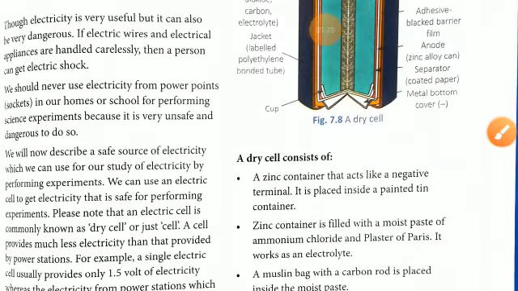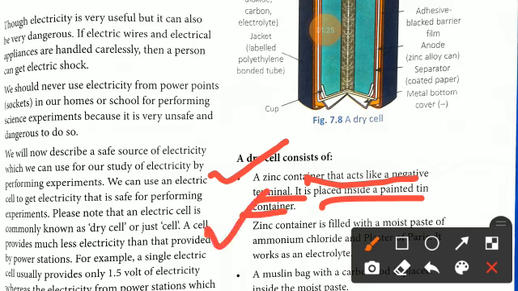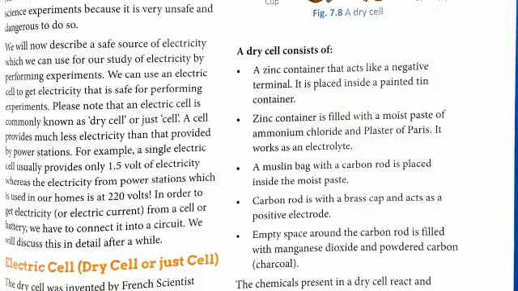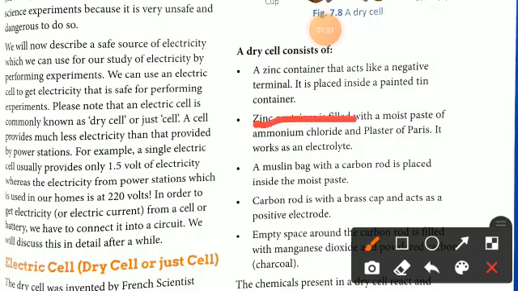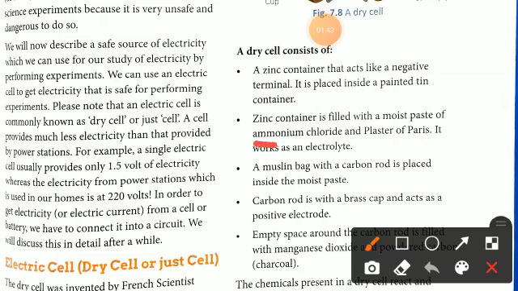So a dry cell consists, first one is your zinc container that acts like a negative terminal. It is placed inside a painted tin container. Now the second one, zinc container is filled with a moist paste of aluminum chloride and plaster of Paris. It works as an electrolyte. Clear? So you have to remember what is used as an electrolyte in dry cell? Moist paste of aluminum chloride and plaster of Paris.